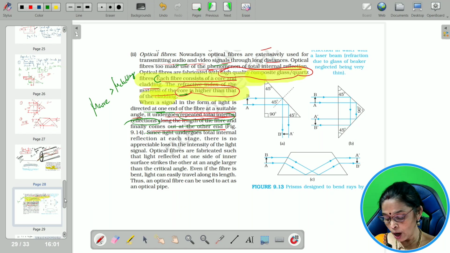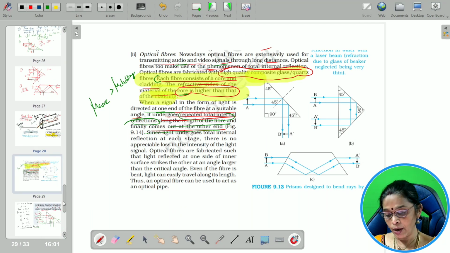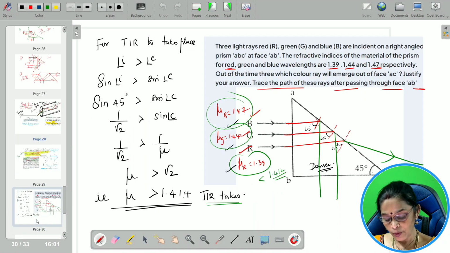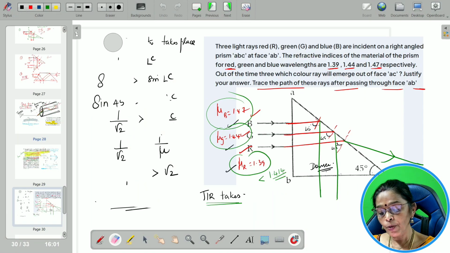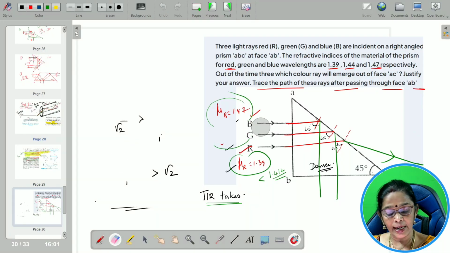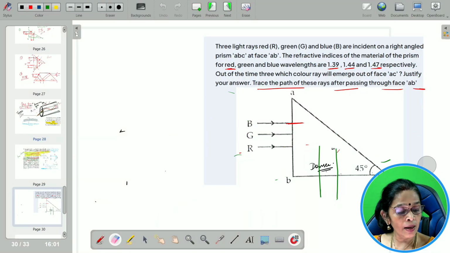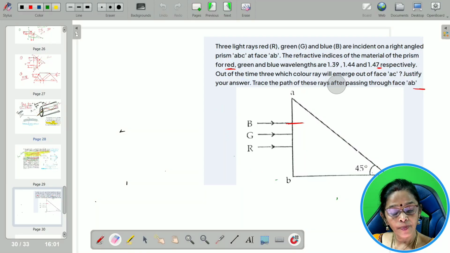Now, based on TAR, I wanted to discuss one question. Before discussing it, let us read out what the question says, and then I will redo this again.